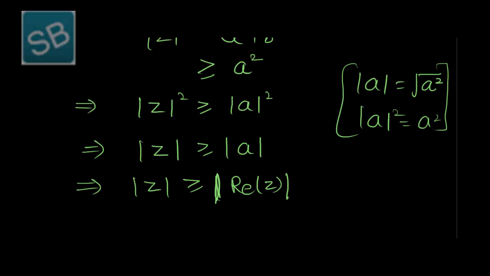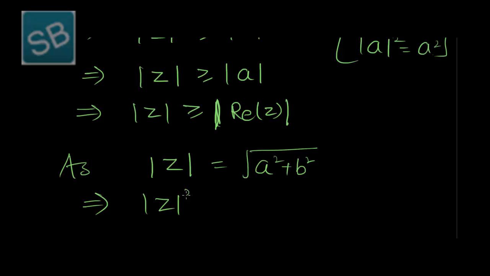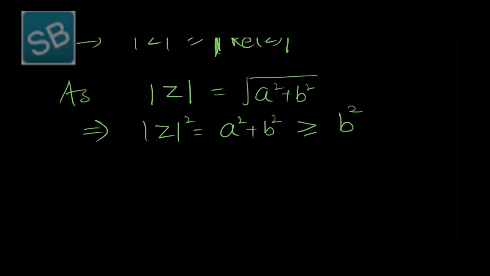So the next one is we have to prove mod z is greater than or equal to the modulus of the imaginary part of z. We will do it in the same manner: mod z is equal to the square root of a square plus b square. In the same manner, mod z square is equal to a square plus b square. Now it is obvious the sum of two squared quantities is greater than or equal to a single squared quantity. This equality is possible when a is 0, that is, z is a purely imaginary number.